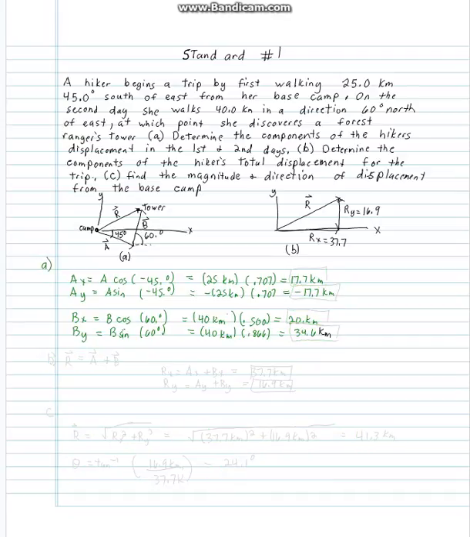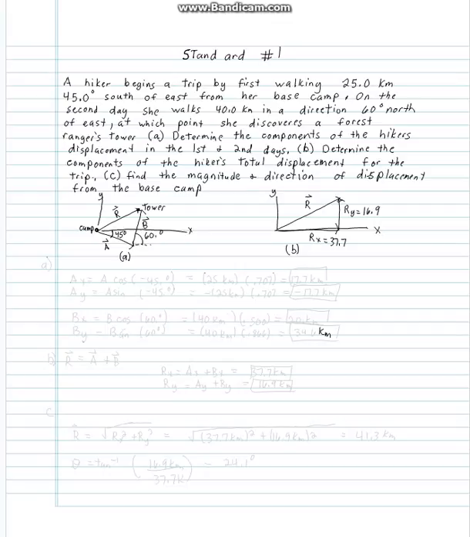This is part A. Go ahead and draw our free body diagram of the hiking. We're going to call the component vectors on the first and second day A and B. To start this, we need to find the components of vector A and vector B.